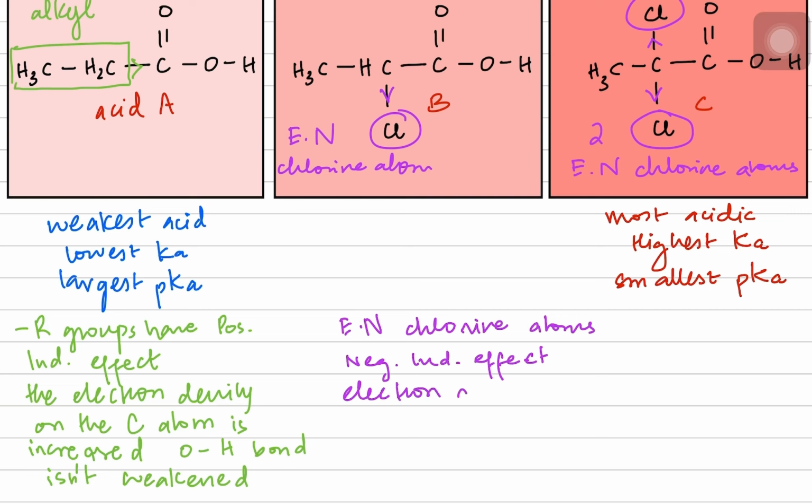What's negative inductive effect? That is electron withdrawing effect. So the electron density on the carbon atom of the carboxylic group is decreased because the chlorine atom withdraws electrons, and as a result the OH bonds are also weakened and now they break down and dissociate.